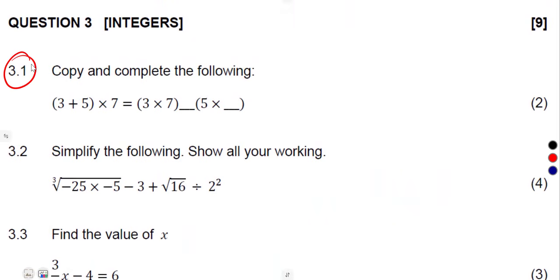3.1, copy and complete. We must complete this. All right. 3 plus 5 times 7. So they were just going to distribute by 7. Here 3 times 7, which is this one. Then 5 also is going to multiply by what? By 7. So we must have addition in between. All right. So that's it. This is what we're going to have there for 2 marks.